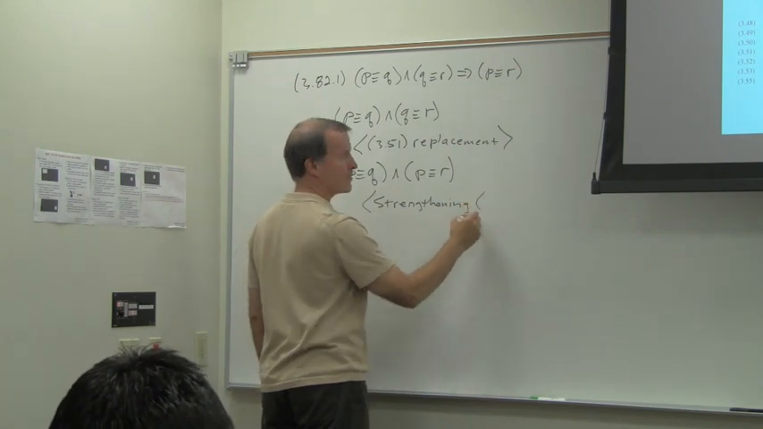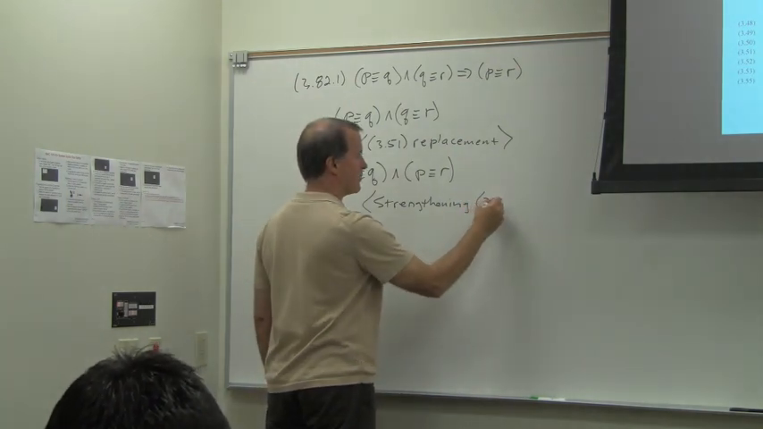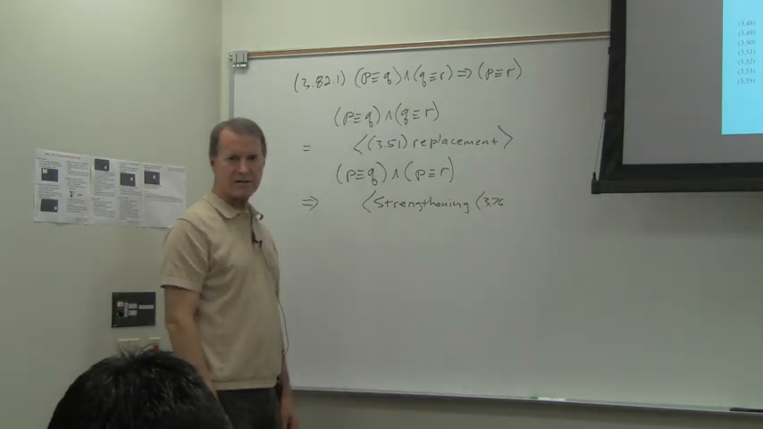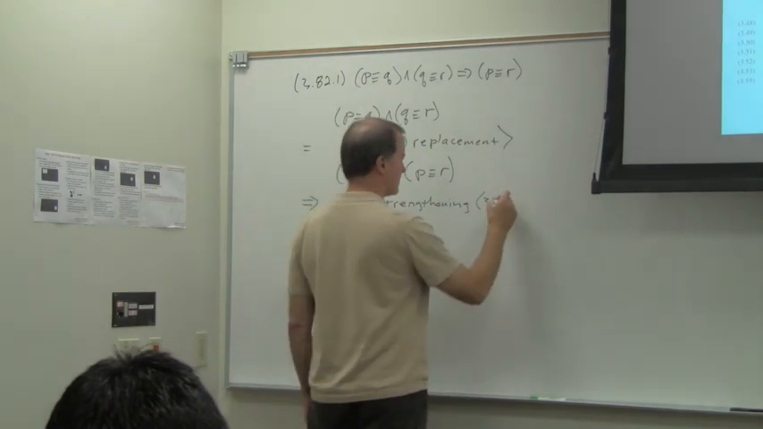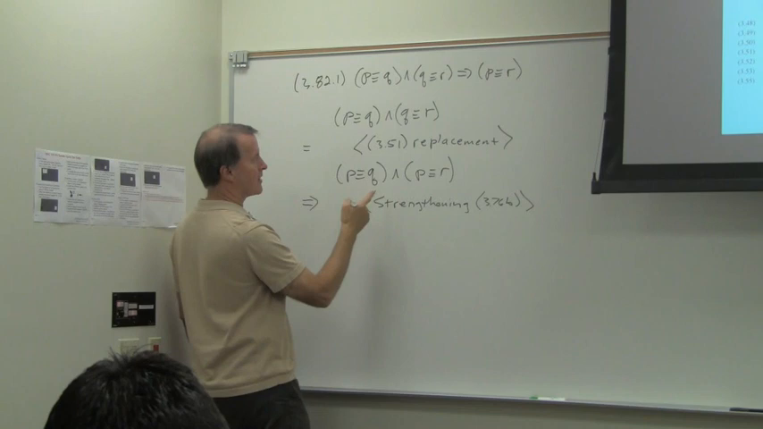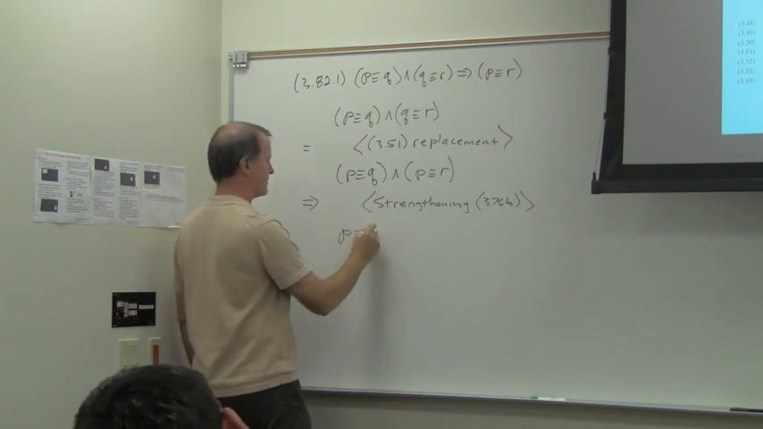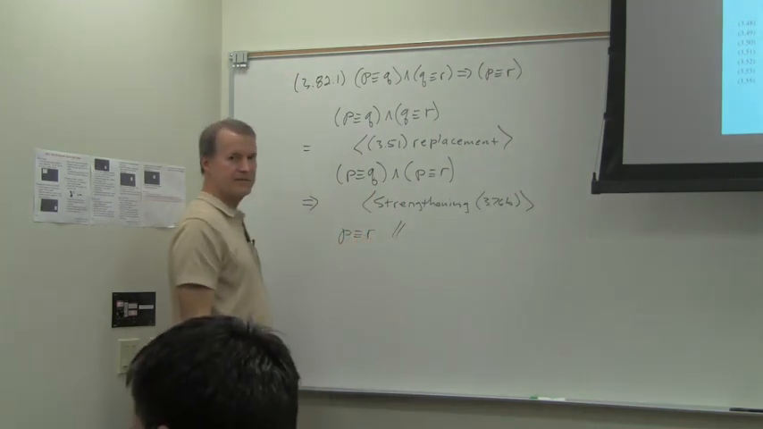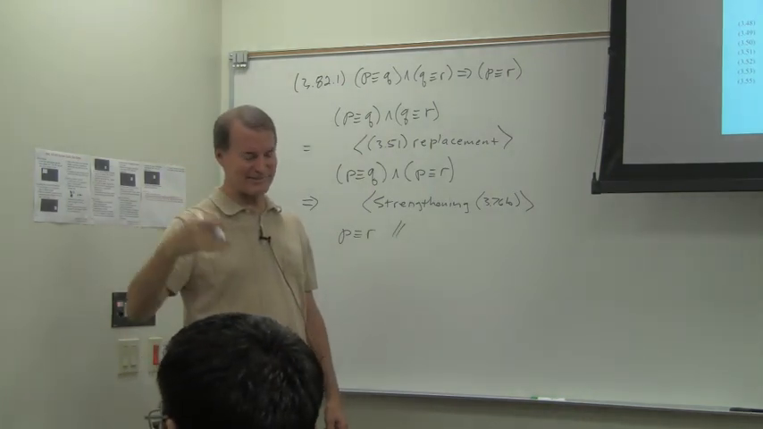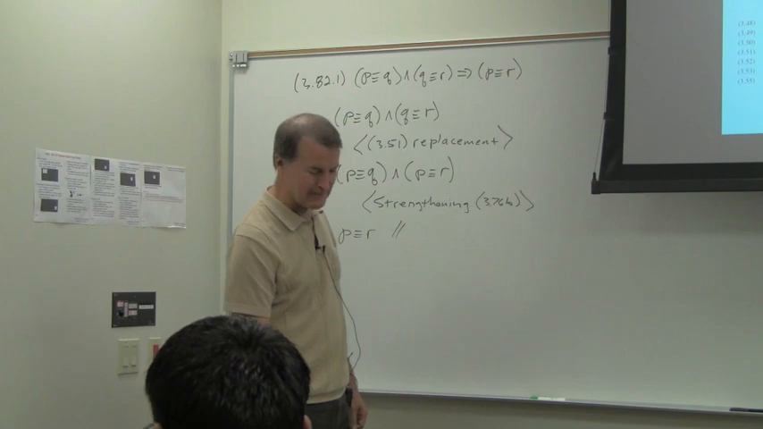And which one is that? 3 point what? I thought strengthening was A. No, weakening is A, strengthening is B. And so this implies P equals R, right? Check that. These are all good things for us to go over and get cemented in our mind.